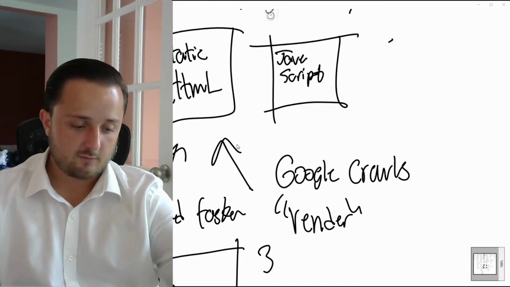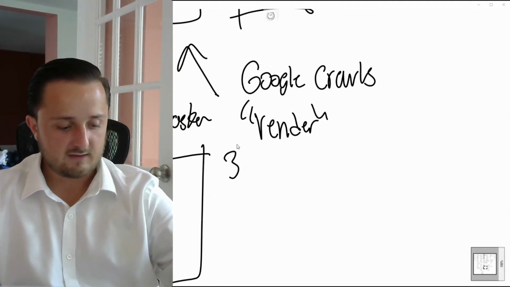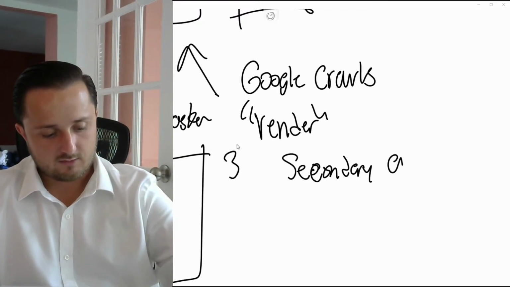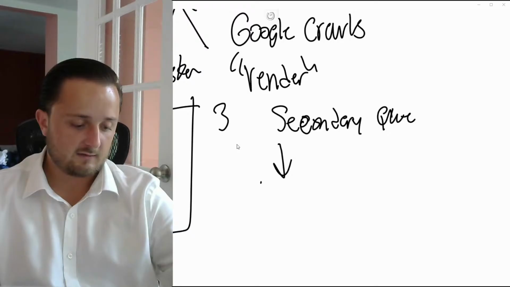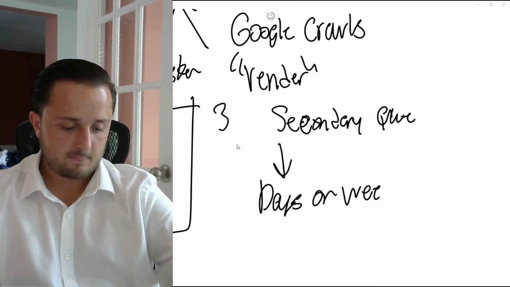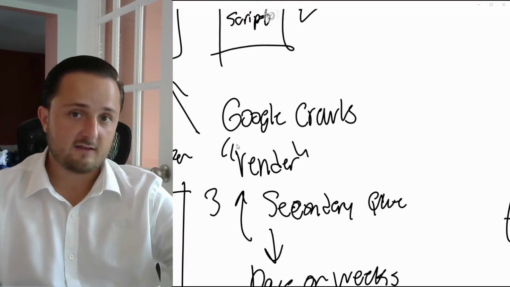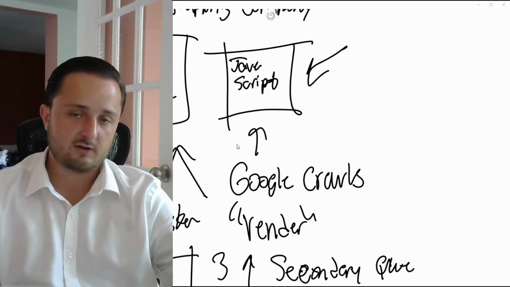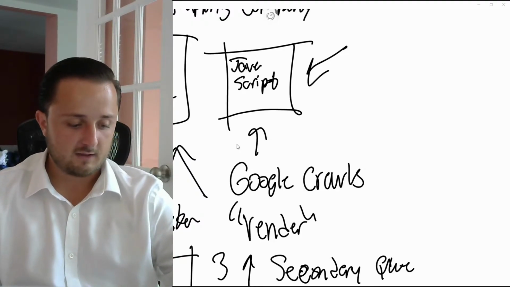With JavaScript or a heavy JavaScript site, what Google will have to do is place it in a secondary queue. What this means is that you could wait days or weeks for Google to come by with a bot that has rendering enabled to then see all of this JavaScript content you're wanting to display.